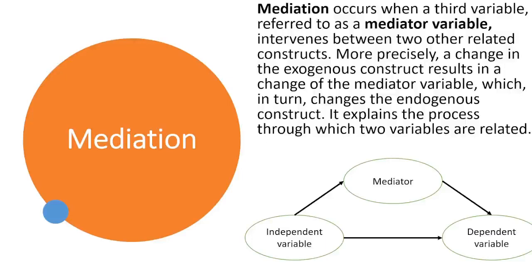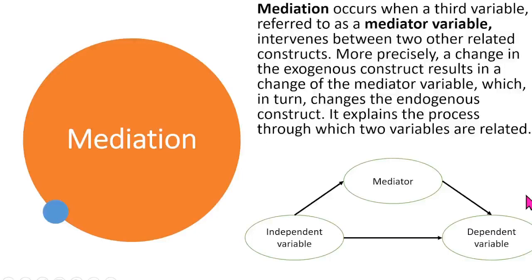Like I have this independent variable over here, and then I have a dependent variable, and then there is this mediator that is in between the independent and dependent variable. So in other words, we can say that the independent variable influences the mediator, and then the mediator influences the dependent variable. So it is the process through which the independent variable affects the dependent variable.